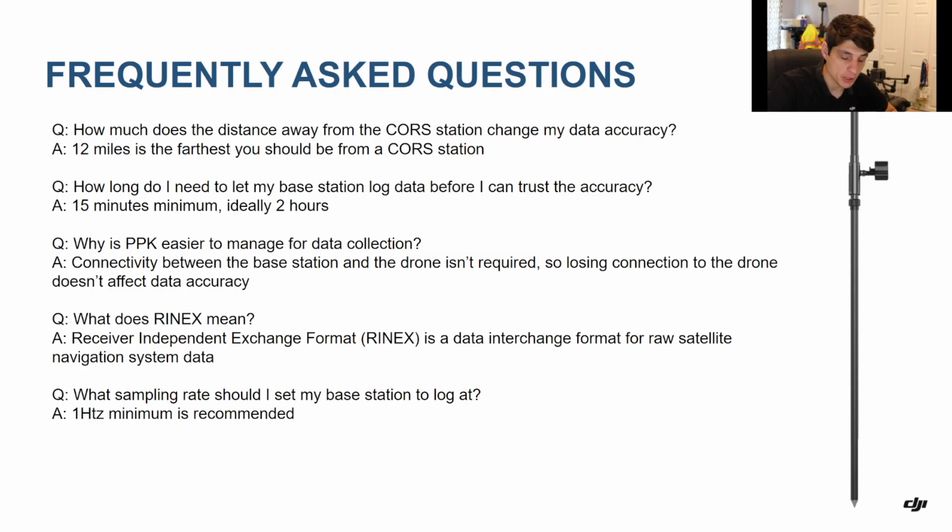So from there, let's talk about some frequently asked questions about why you'd use PPK, when you'd use PPK, and some of the stuff that we've already covered. So how much does the distance away from my CORS station change my data accuracy? We did say 6 miles earlier. It's recommended to be within 6 miles of that corrections location, but ultimately 12 miles is the farthest you should be getting. Anything farther than that, we would not guarantee the data accuracy. So recommended within 6 miles, 12 miles is going to be about the farthest away.